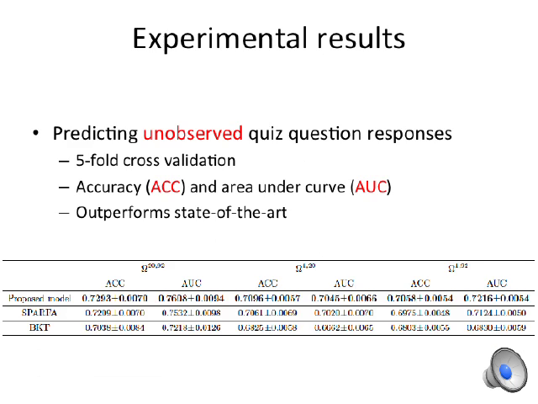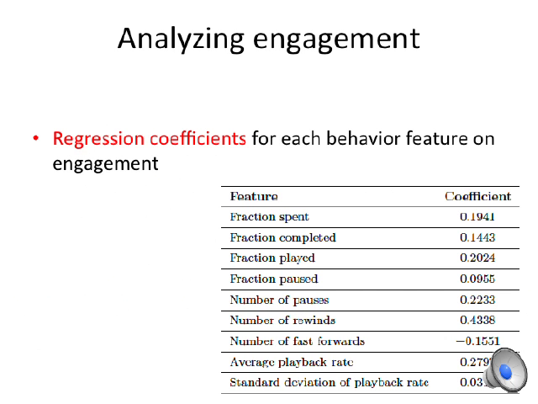Moreover, we analyzed the correlation between each behavioral feature and engagement. All of the features, except for the number of fast-forwards, are positively correlated with the latent engagement level. The features that contribute most to high latent engagement levels are the number of pauses, the number of rewinds, and the average playback rate.